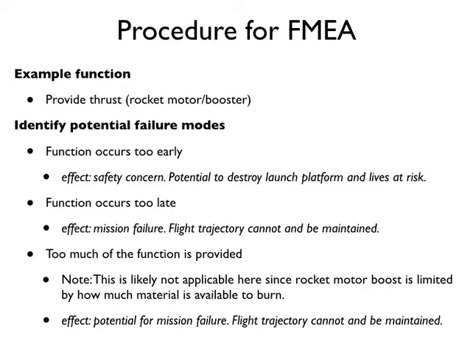There are about, I believe, six different ways that we can look at how functions fail. I'll briefly describe those, and we'll use the example of provide thrust for a rocket motor or a booster on a missile. The first one is that the function occurs too early. The effect of this in this particular example would be a safety concern. You can imagine having a missile on an aircraft or on a carrier of some sort, and having it go off before it's supposed to. That would be, as an example, during captive carry or just during storage of the weapon. So pretty obvious safety concerns there.